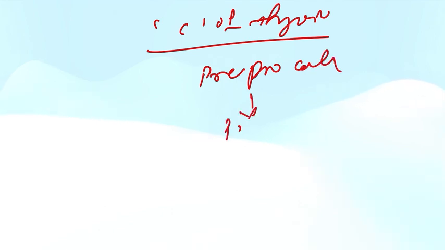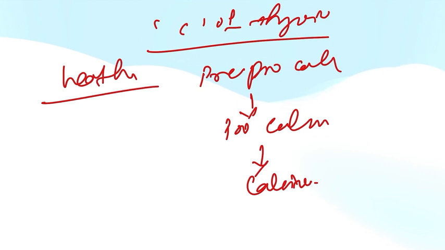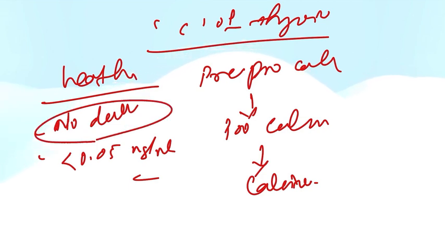So basically, in the neuroendocrine cells or C cells of thyroid, it's pre-procalcitonin, then procalcitonin, then calcitonin, right? So in healthy individuals, what happens? Its level is not detected, right? Very low concentration, like less than 0.05 nanogram per ml. It is not detectable in healthy individuals.